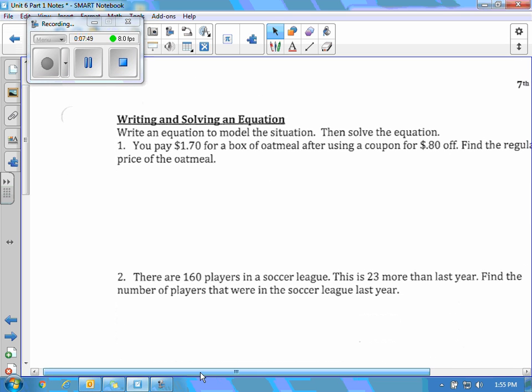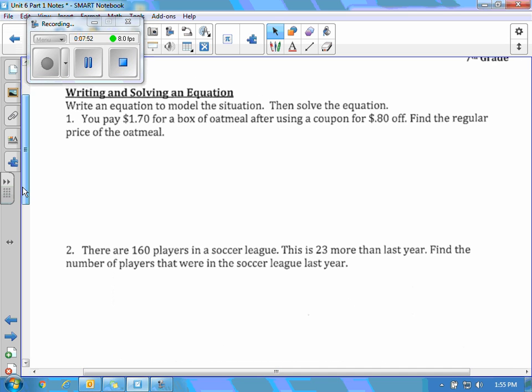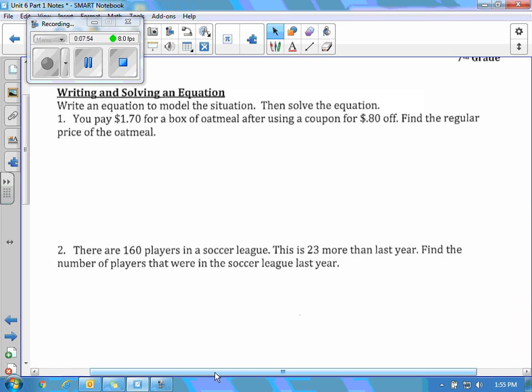And then on the next page, there's a couple word problems here. It says to write an equation to model the situation, then solve the equation. So let's look at number 1. Number 1 says you pay $1.70 for a box of oatmeal after using a coupon for 80 cents off. Find the regular price of the oatmeal.